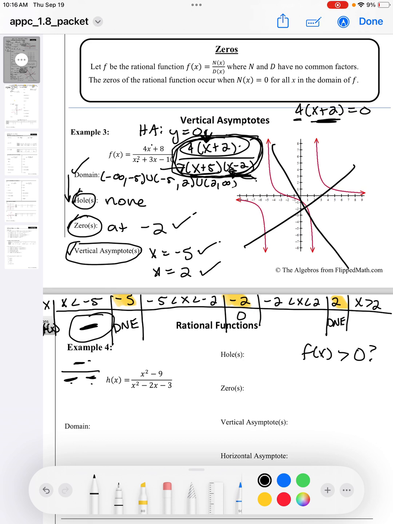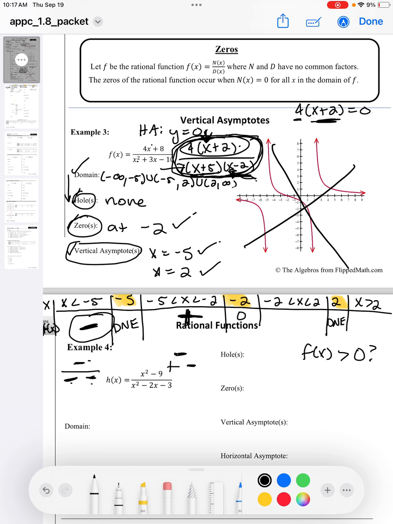Now let's look between -5 and -2. Let's do -3. If I put a -3 up top, I'd get -1, so negative. -3 on the bottom left would give me positive. -3 on the bottom right would give me a negative. A positive and 2 negatives would give me a positive.